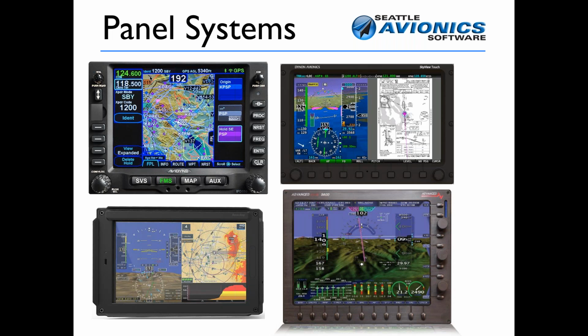Starting at the upper left-hand corner is the Avidyne IFD that comes in a couple of different sizes. The one to the right of that is a Dynon SkyView. The one below the Avidyne is the Bendix King XView Touch. And then the final one there is the Advanced Flight Systems new 5600 box. All of these are great glass panel displays. The reason why I'm bringing that up is another way that you can get ADSB working with your iPad is this.